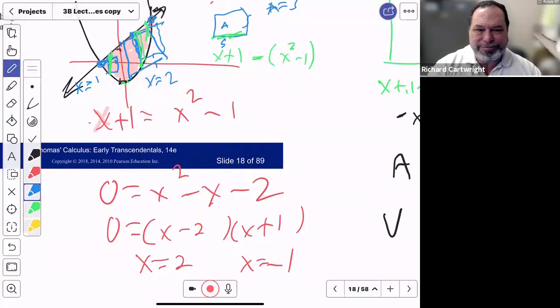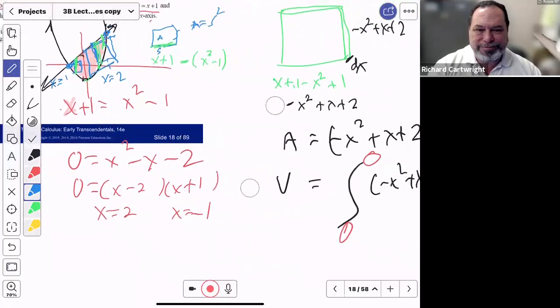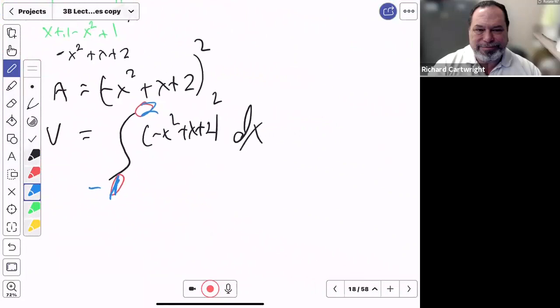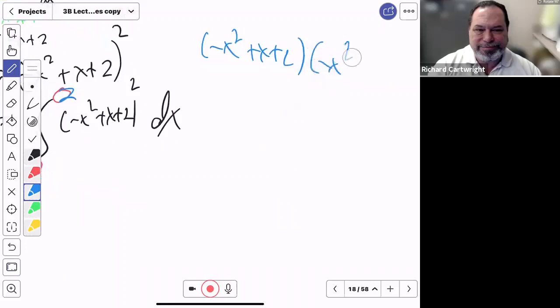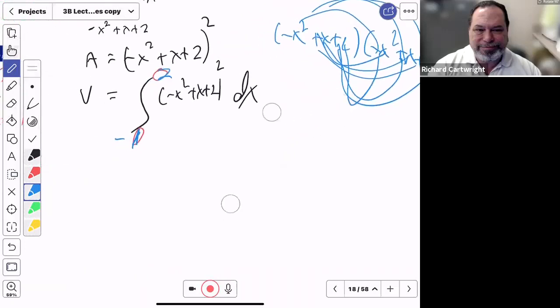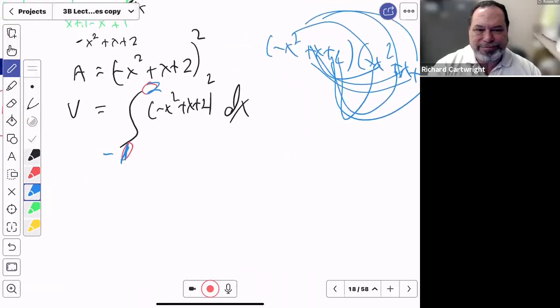So you always have to find your limits of integration, and often it's the intersection. So here I go, negative 1 to 2. And guys, I could integrate this by hand. I could multiply that out if I wanted to, negative x squared plus x plus 2, multiplied by negative x squared plus x plus 2. But I don't really want to do this. Do you want to do this? I don't. So let's pick up our calculator and integrate this with technology because he gave permission.